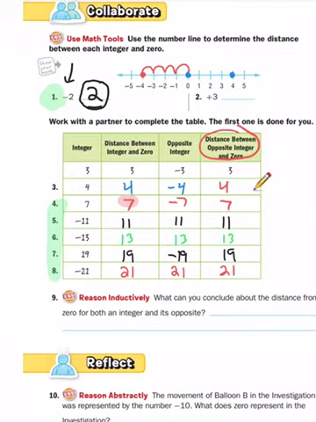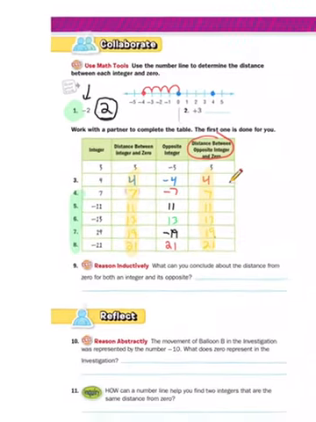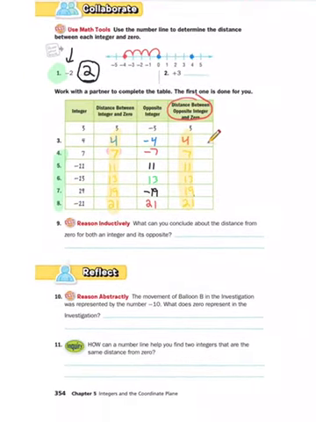Now here is the one thing I want you to notice, because this is important. These numbers, the distance from 0, are always positive. You see that? There are no negatives in those columns. So even if the integer is negative, it's still a positive distance away from 0. So now, here's the last thing we're going to do. In number 9 and number 10, we're going to work on those. You do not have to do number 11, so don't worry about that one.